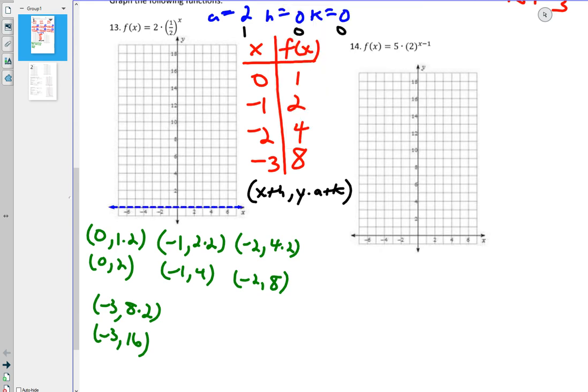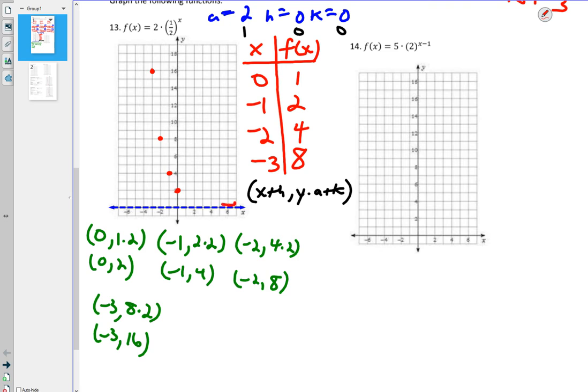So that's going to be right on top of the x-axis. You have to make sure that you do not pass that line. My points are going to be at 0, 2, negative 1, 4, negative 2, 8, and then negative 3, 16.